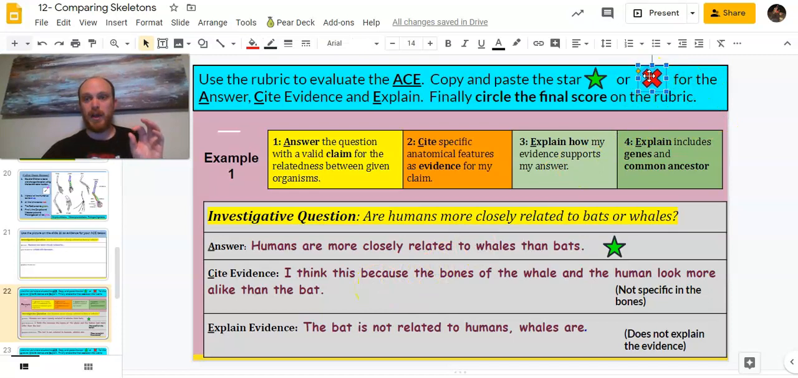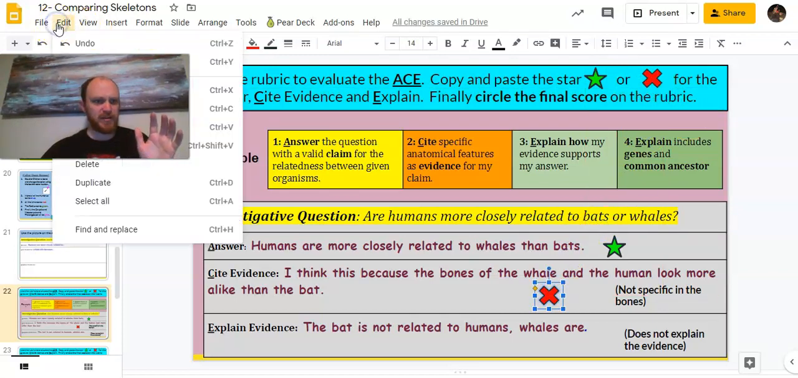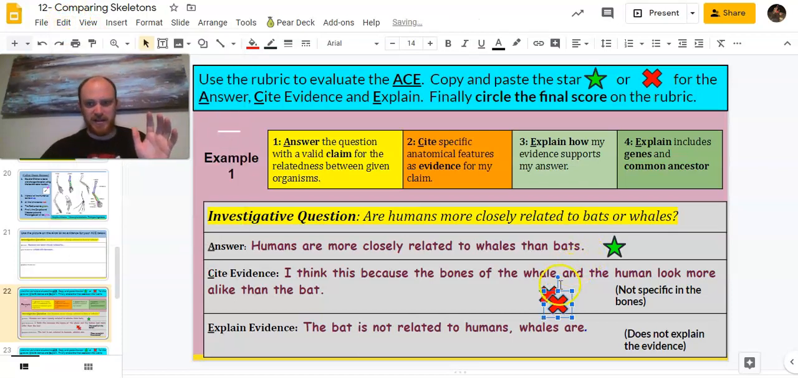So I'm going to hold a copy of the X, Control C, Control V, and drag it down here. You could probably also do it up here. Let's see, Control C. Here we go. It's hidden behind my face, but there's a copy, and there's a paste, and I can drag it down here. Okay, that's what I want you guys to do for all of them.